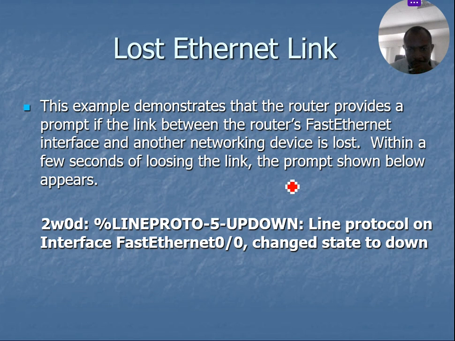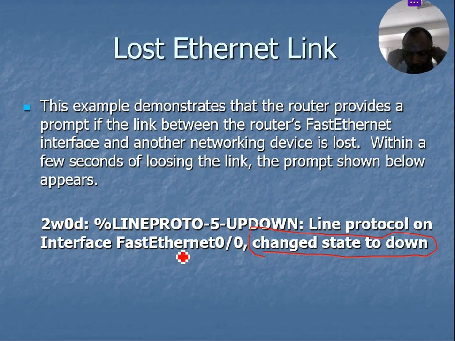Whenever a link is lost, the display will show this. Line protocol on interface FastEthernet 0/0 changed state to down. You see, this is where the designation is. It has told you there the interface FastEthernet 0/0 is the particular interface that has changed state to down.